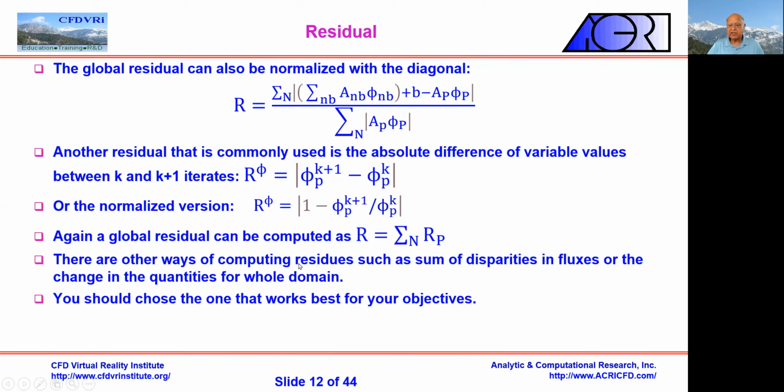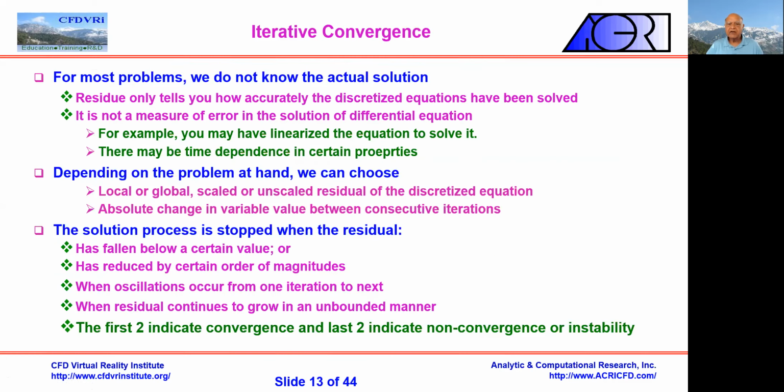There are other ways of computing residues, such as the sum of disparities in fluxes or the change in the quantities for the whole domain. All those are there. You should choose the one that you think works best for your objectives, and that is very important. For most problems, we do not know the actual solution, right? If we knew that, we wouldn't need CFD. So a residue only tells you how accurately the discretized equation has been solved, that is, A times something equals the B vector. It is not a measure of error in the solution of the differential equations, except in very limited circumstances.